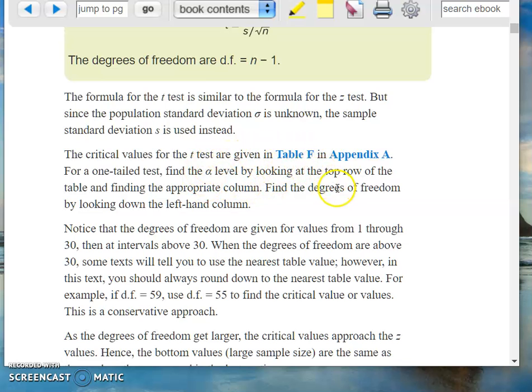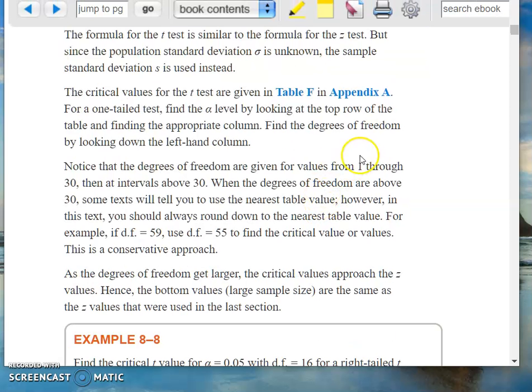All right, so the critical values, we've already had some experience using those. They're in the table F in Appendix A, okay? And we showed you before how to do that. For a one-tailed test, you find the alpha level by looking at the top row, and find the degrees of freedom by looking down the left-hand column, okay?